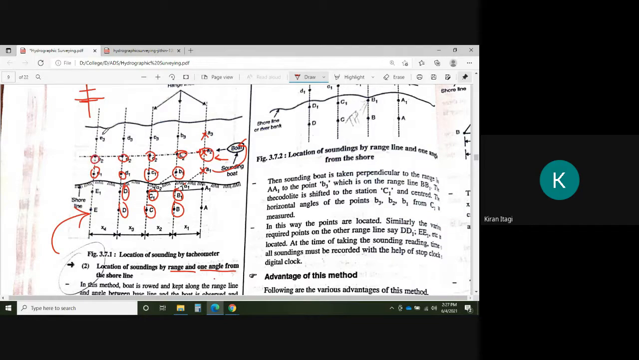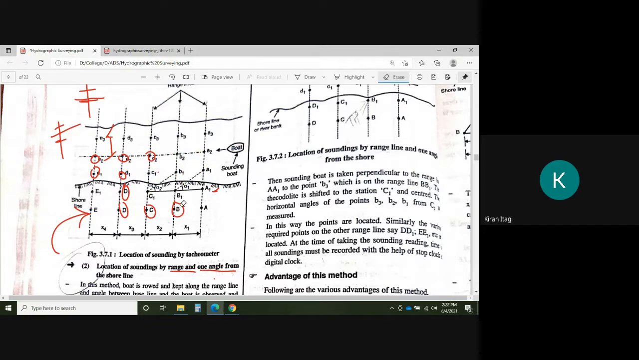In the previous method, we did it with the help of the stadia. Tachymetry is applied, distance is calculated with the help of the stadia, and the sounding is done. Here, with the help of the theodolite, we are determining the angle.